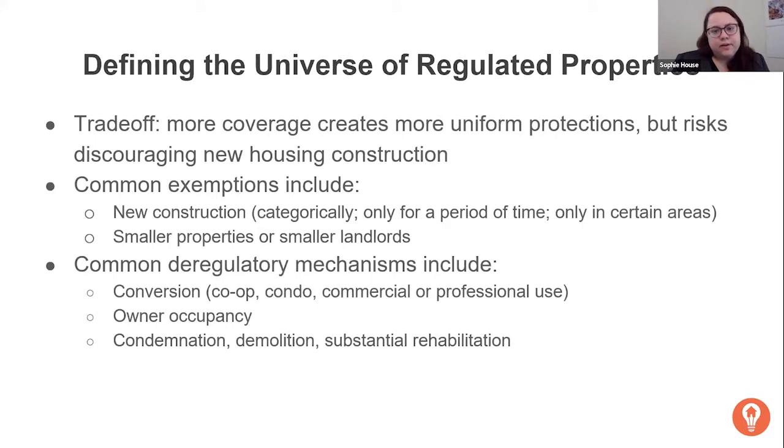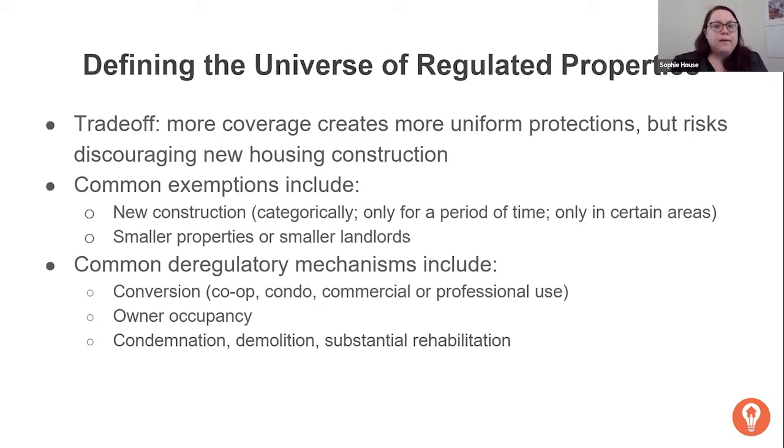When it comes to the universe of regulated properties, the basic trade-off is that regulating more properties creates more uniform protections, but risks discouraging new construction. And jurisdictions take different approaches to that trade-off. California and Oregon, for example, both fairly recently enacted rent regulations that apply essentially to all rental housing statewide, but do so with a high rent cap.